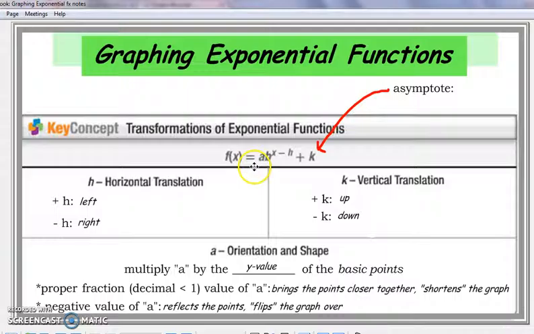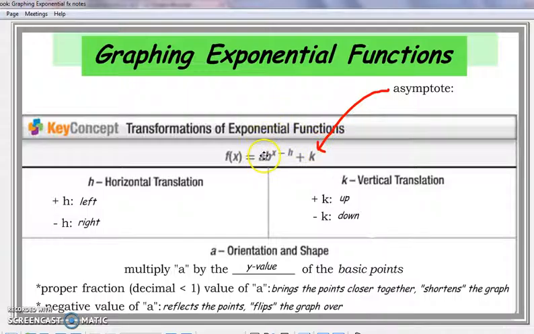But in a larger equation, in the exponent, this is where the horizontal translation will happen. So if you have anything added to the exponent, adding a number to the exponent will translate it left. Subtracting a number in the exponent will translate our entire graph to the right. If we have a number added behind the entire equation, then it's going to translate our whole equation up and down. And this is also where our asymptote is. And remember, we've talked about asymptotes when we did our rational equations. So we have experience with the asymptote.